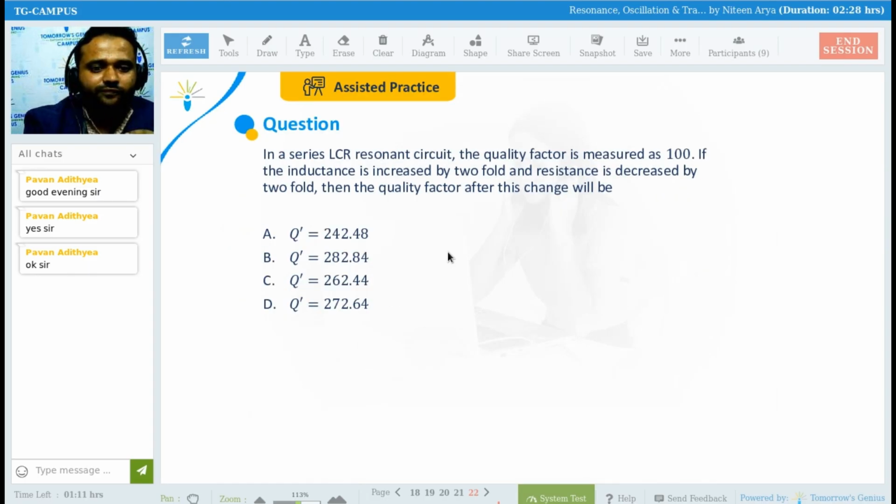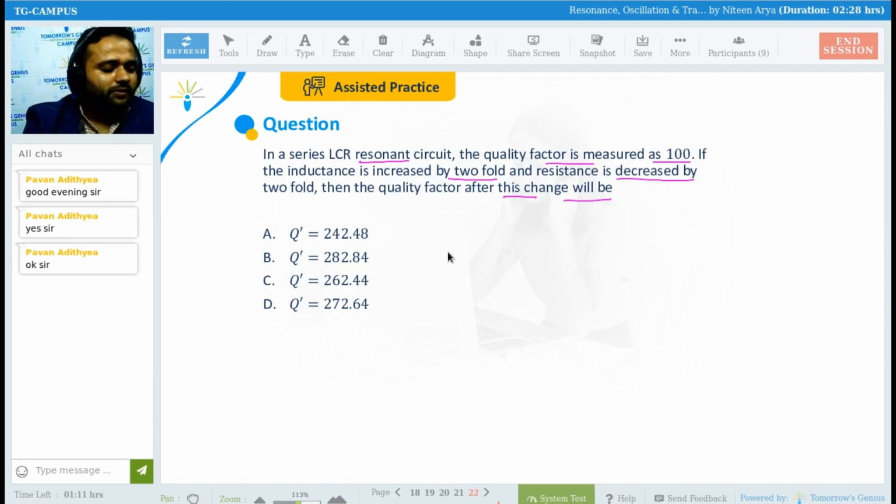So this is your first question. Find it down. In a series LCR resonant circuit, the quality factor is measured as 100. If the inductance is increased by twofold and resistance is decreased by twofold, then the quality factor after this change will be? You need to find the Q prime.